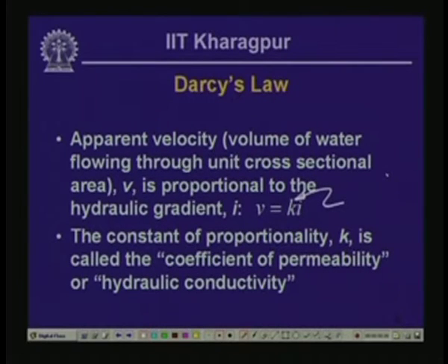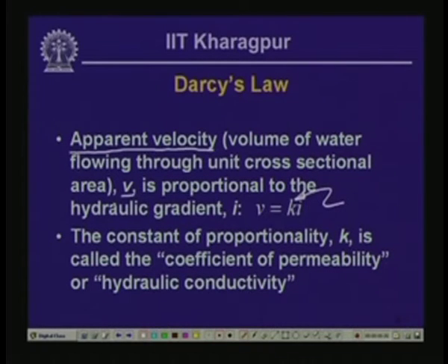Now, what we need to stress here is that V, the quantity V, is not the actual velocity, rather it is the apparent velocity, and apparent velocity is actually defined as the volume of water flowing through a unit cross sectional area of the aquifer, and that is going to be different from the actual velocity.